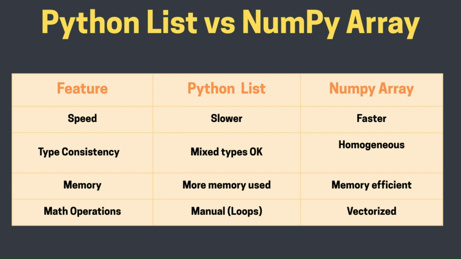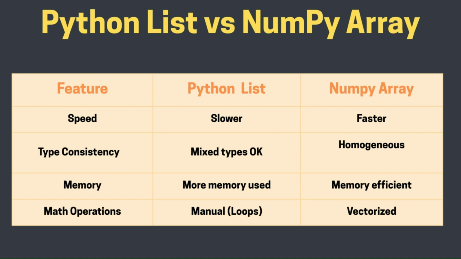Memory. In a Python list, more memory is used. NumPy arrays are more memory efficient. This ties back to the discussion we had earlier that it is a continuous memory location in the case of NumPy. Why? Because it's of the same data type.